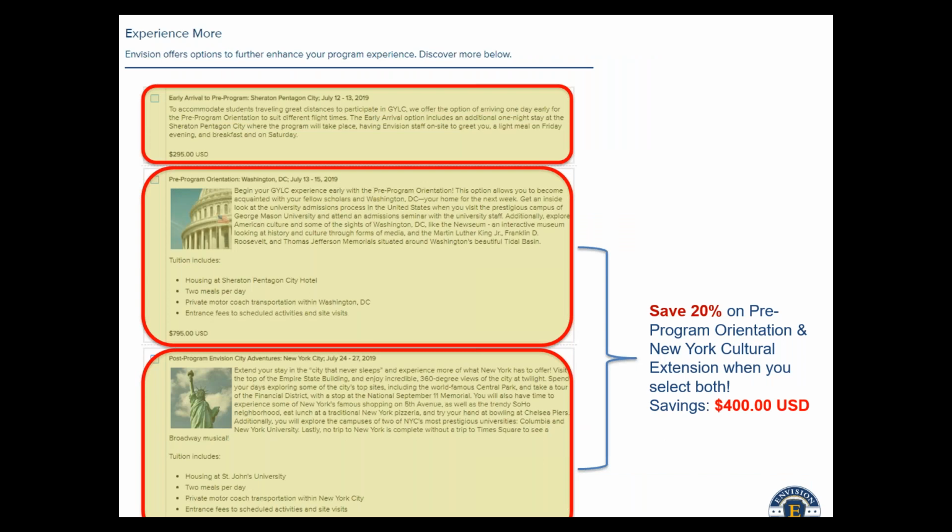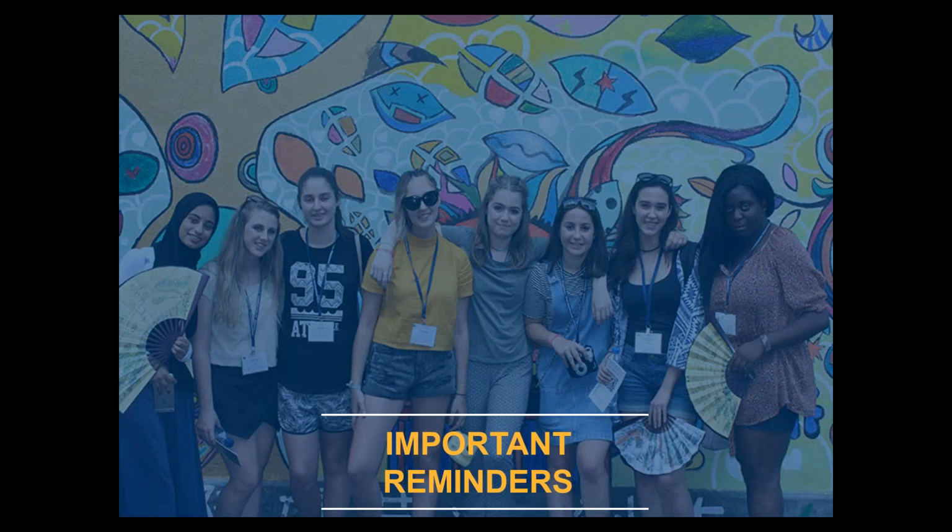There are other add-ons, including credit, travel protection, and a souvenir photo. You can add those on too if you haven't done so and want to. Added bonus: if you add the pre-program orientation and the city adventure in New York, if you do both, you get a 20% discount off both programs. That's a $400 US dollar savings. If you're interested in spending a little more time in DC and in New York, which are two of the most iconic cities in the United States, that's still an option if you haven't done so. And that is our programming.